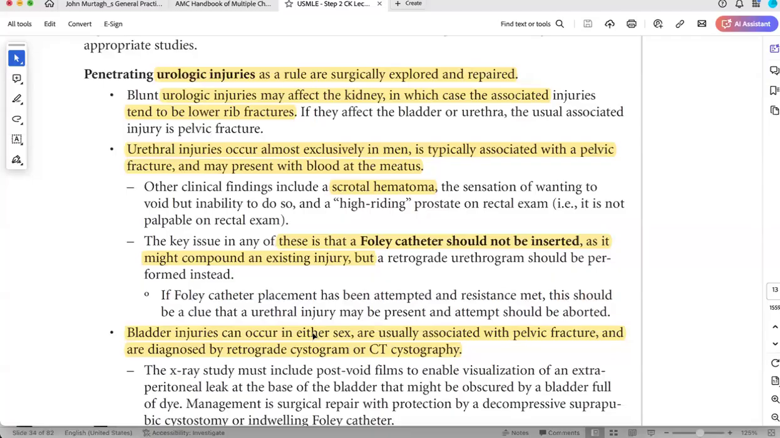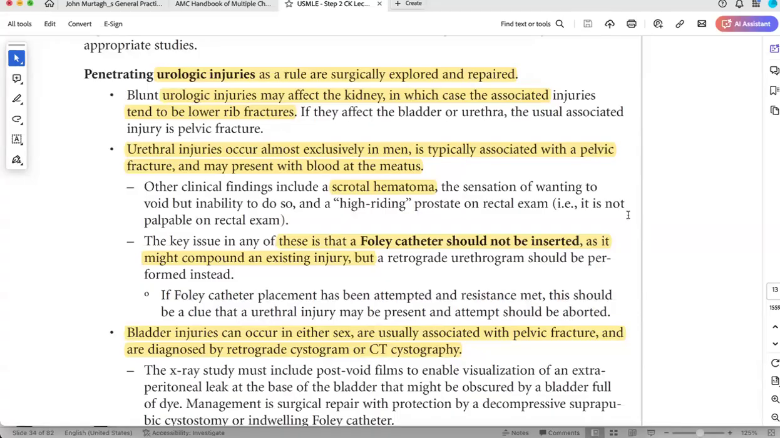So if a patient has got urethral injury and then urinary retention on top of it, would you go for catheterization in that patient? No. So a Foley's catheter should not be inserted in that patient. So what would you do, guys? Yeah, you'll go for suprapubic aspiration.